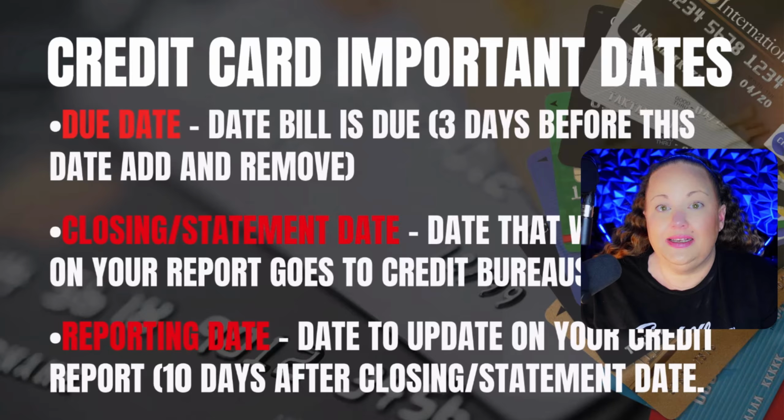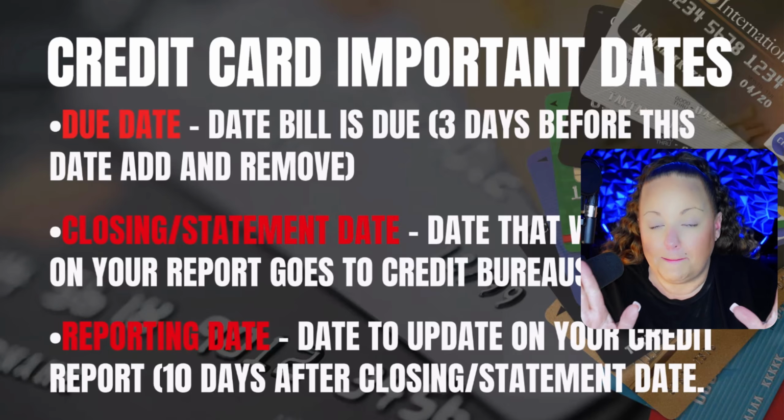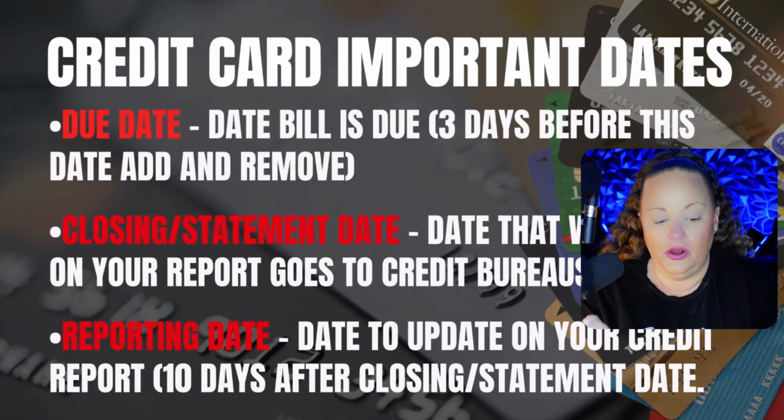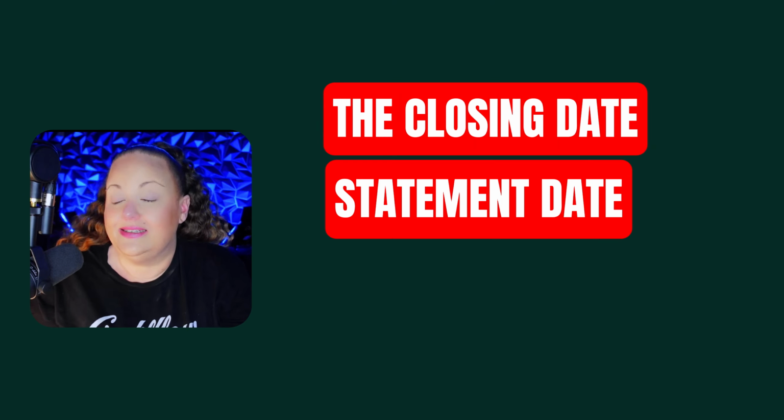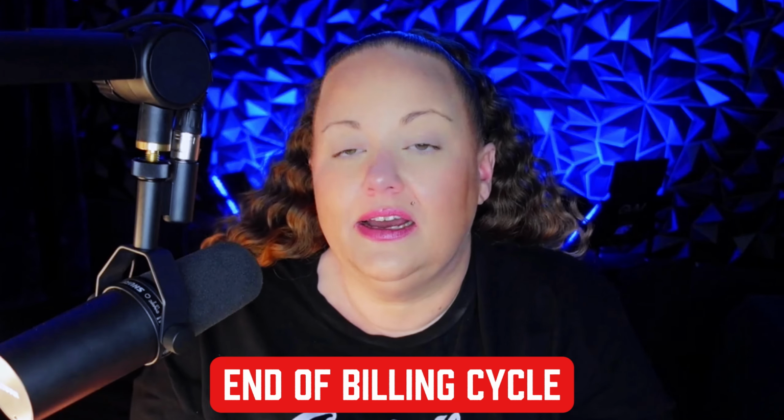So here's some things to consider as well. Credit card dates. These are important dates that you must know. We've got the due date, right? Set it up for auto pay. And then if you need to make additional payments to reduce your credit utilization throughout the month, you always can. But you want to make sure that you have the auto pay set up for the minimum amount due no matter what. The closing date, statement date, that's the same thing, and it's basically the end of your billing cycle.